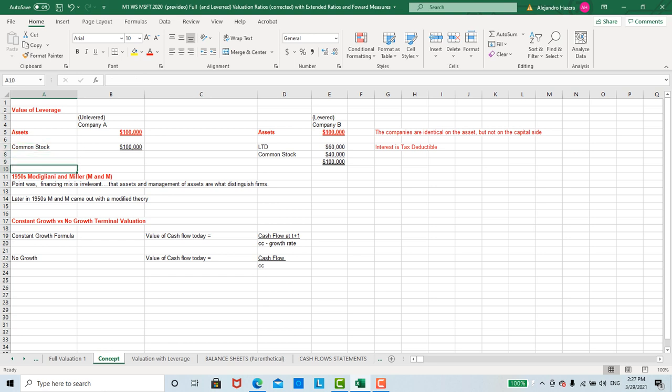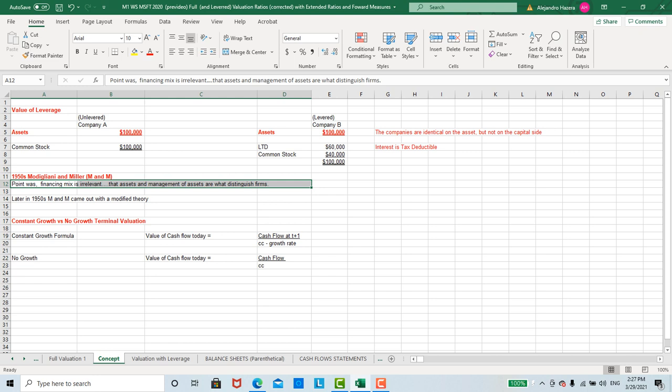We'll be dealing with what we call the modified Modigliani-Miller theory. So first, their first theory was that if two firms have the same assets and management, the financing mix is irrelevant, and that assets are what count.